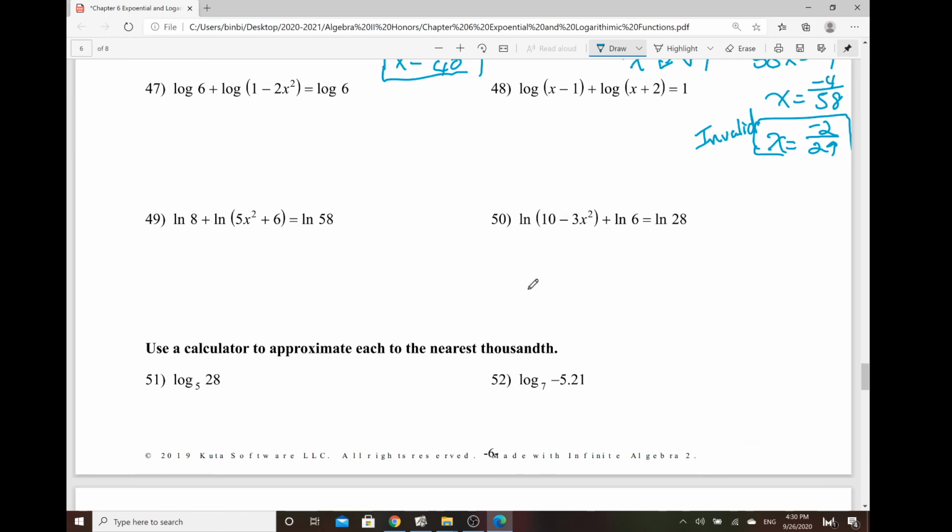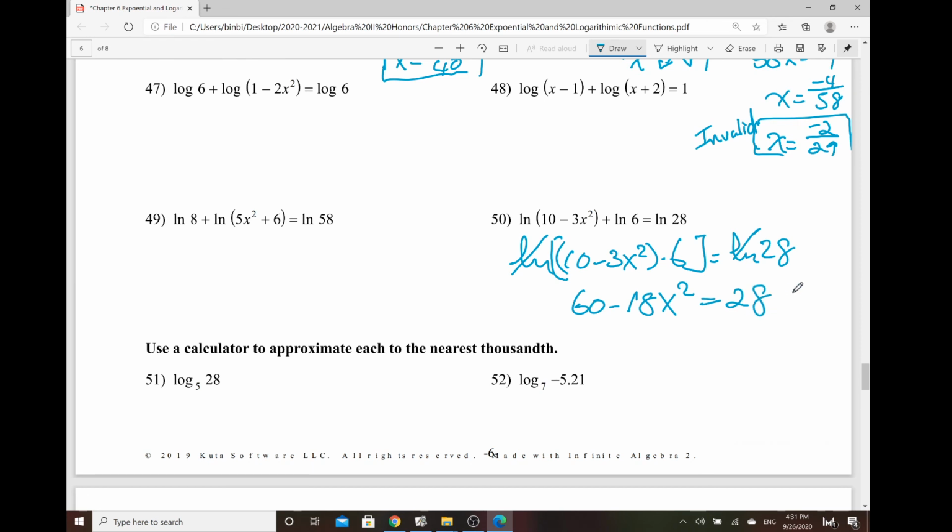So again, same strategy. We just want to condense them together. So it's natural log of 10 minus 3x squared times 6, and then the whole quantity equals natural log of 28. So this one, natural log, we can cancel them out. What's left here? It's a quadratic equation. Distribute, so we do have 60 minus 18x squared equals 28.